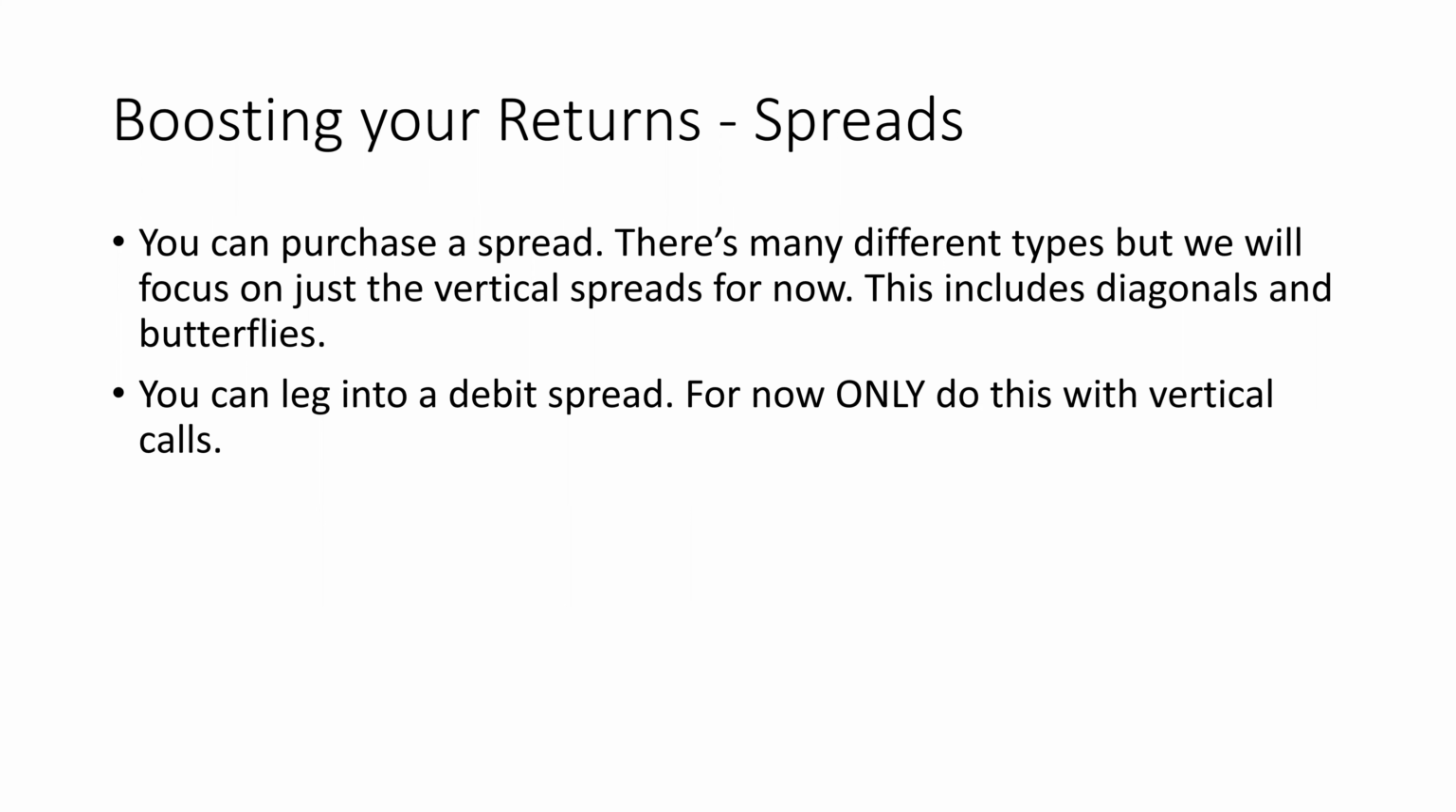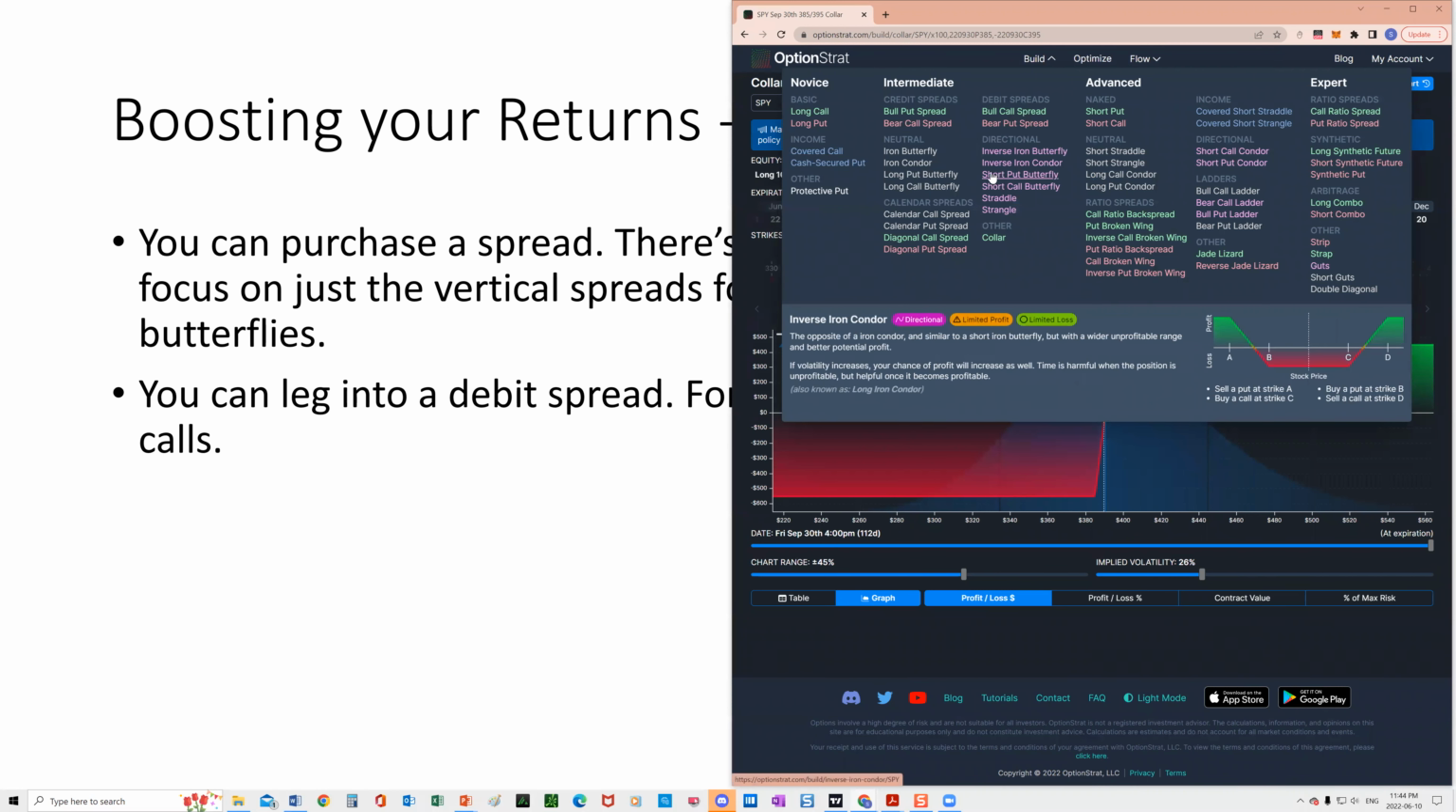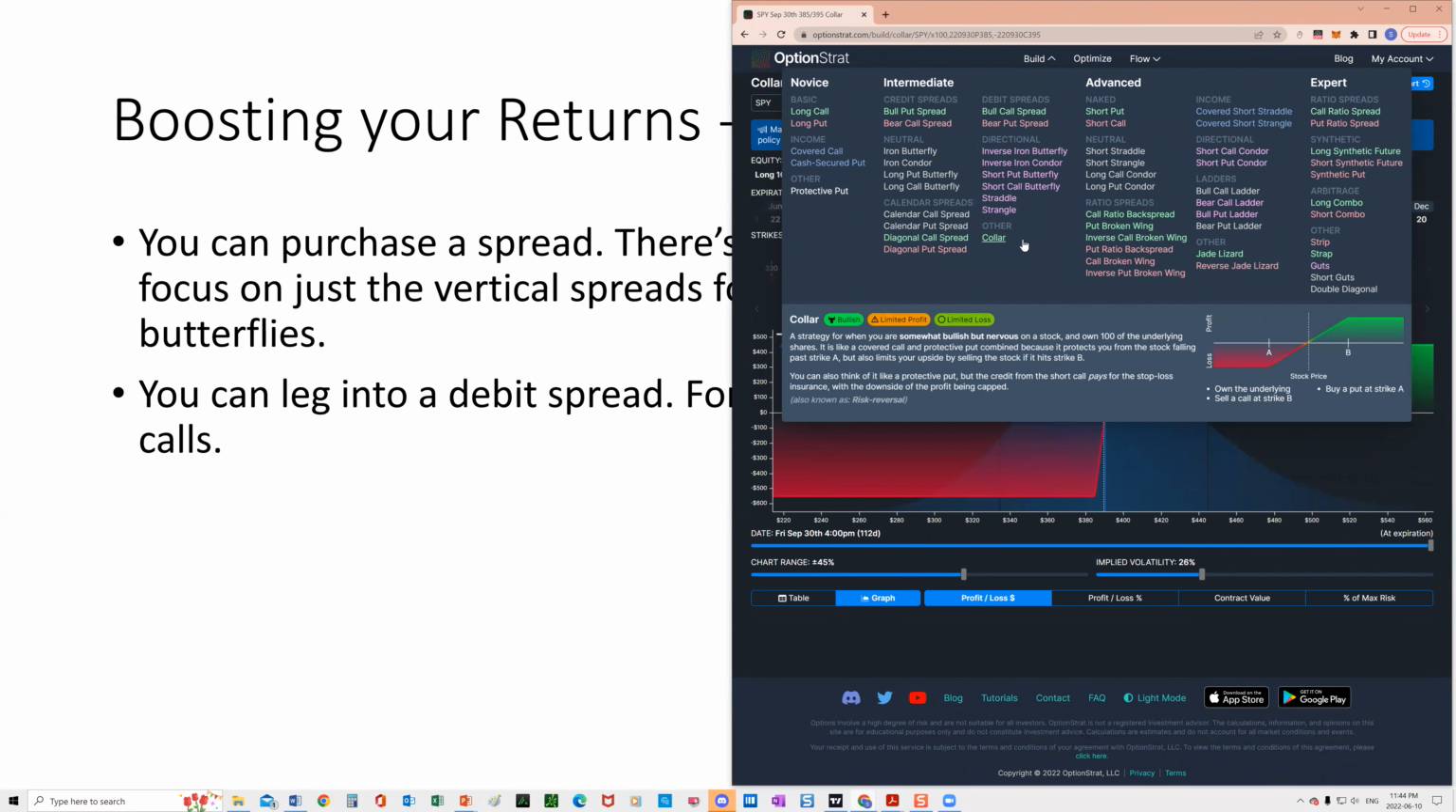And so when we're talking about spreads, there's vertical spreads, debit spreads, credit spreads, diagonals, butterflies. I mean, you can just go to OptionStrat here and look at all of the different types of spreads. What I will tell you is, anything you do, be careful. Make sure you understand how the strategy works and what you can do to fix it if it goes wrong.